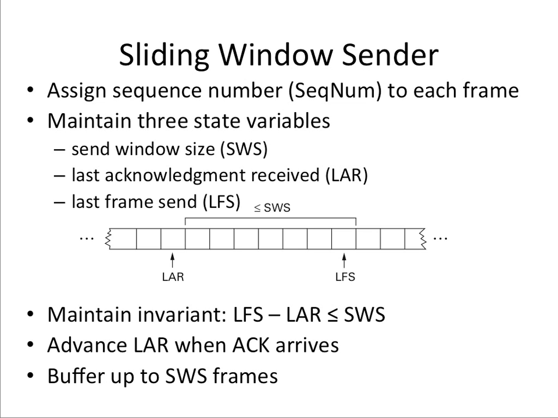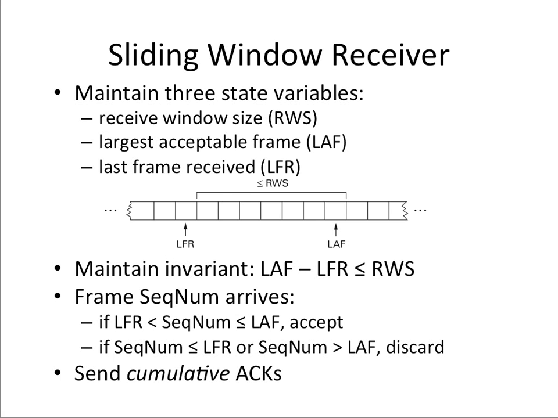When we receive an ACK, what are we allowed to do? We're allowed to advance the last acknowledgement received, and that gives us an opportunity to send one packet. How about at the receiver? There is a window there as well, right? Why do we need a window at the receiver? This window does not have to be the same as the sender window, by the way.